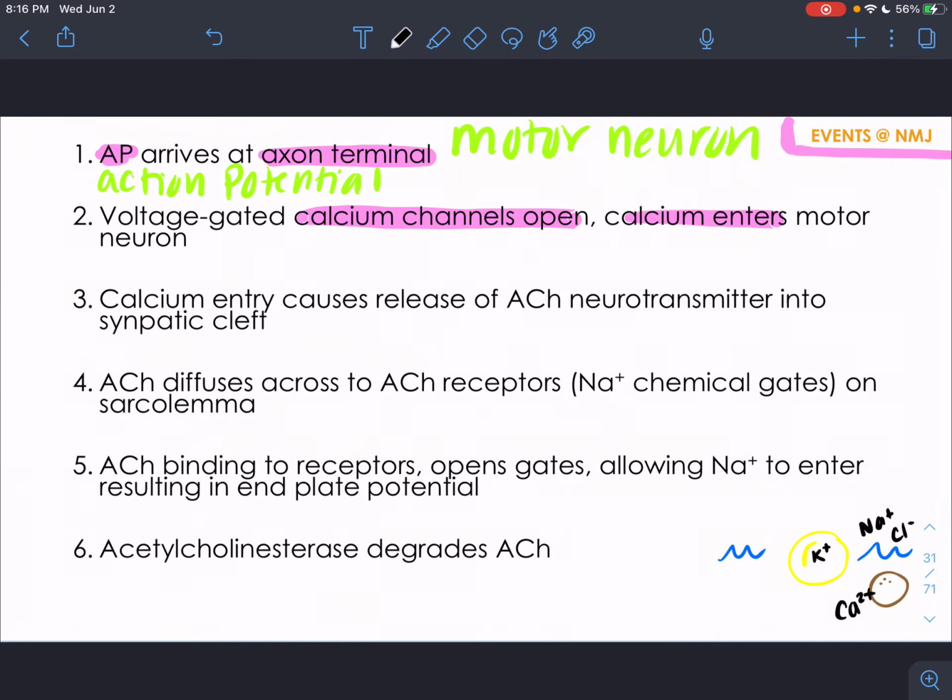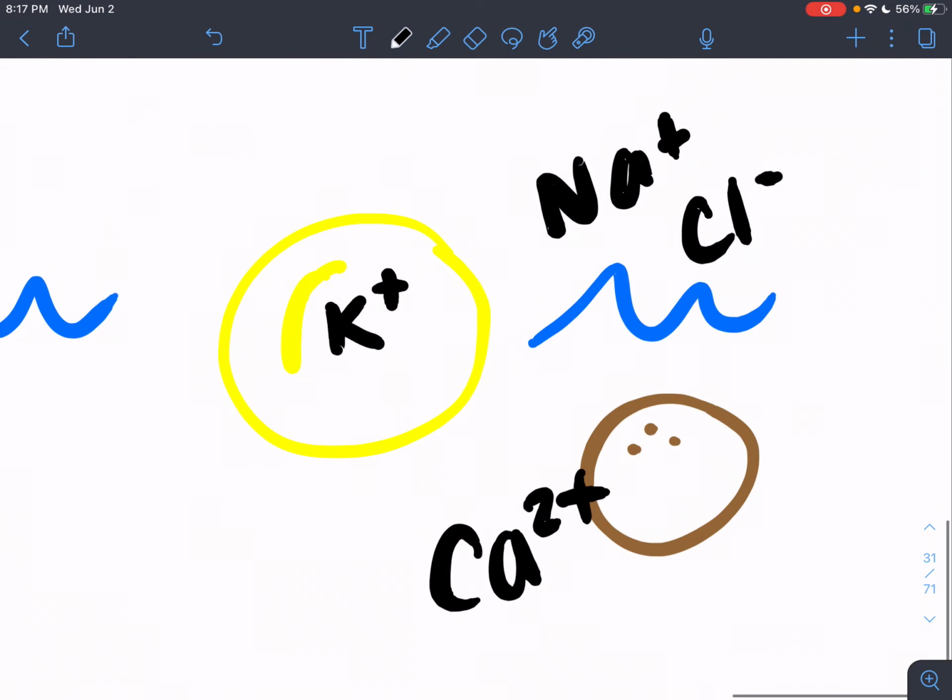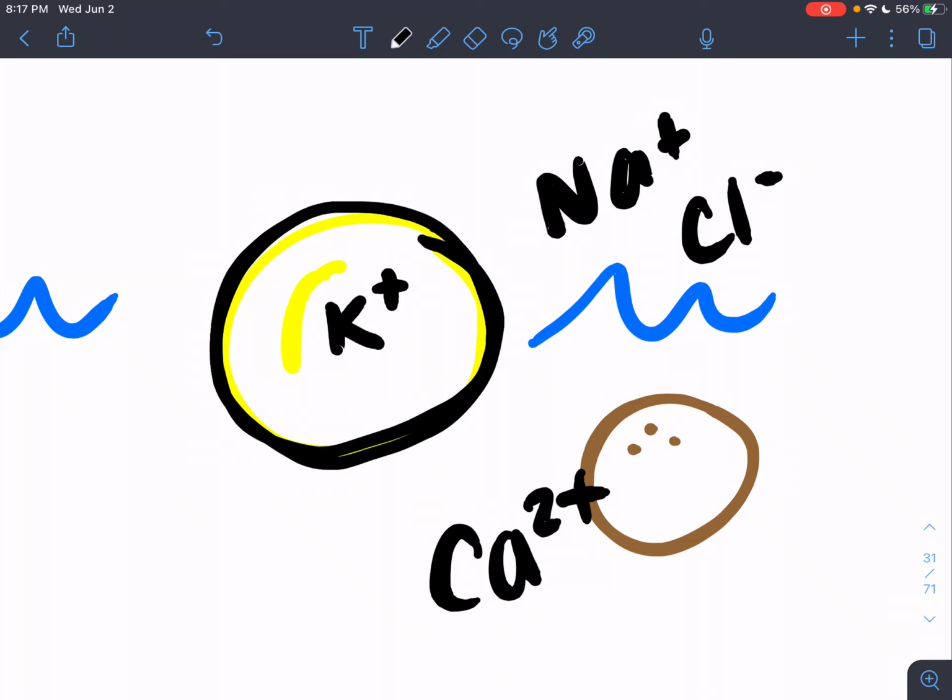So if calcium channels open, calcium enters the motor neuron. That makes sense because inside your island, inside the cell, you have only potassium. If we open a voltage-gated channel, which just opens due to the depolarization of the action potential, that allows calcium to move. If you know at rest calcium is outside of the cell, then the only way calcium is going to want to move is into the cell. It follows its concentration gradient, diffusing passively down it and going into the cell.